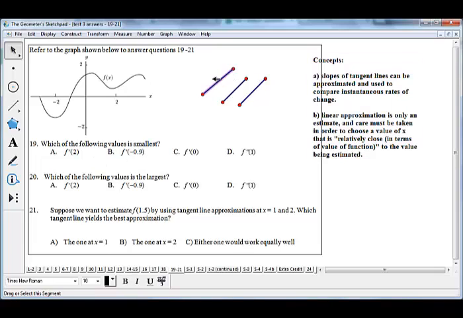So we want the derivative at 2. That looks like it'd be about there, something like that. So it's going to be the slope of this line here. Then it says the derivative at -0.9. So that's probably right about here, and that looks like it would be something like that. So if we're looking for the smallest, this is smaller than that one for sure in terms of slope.